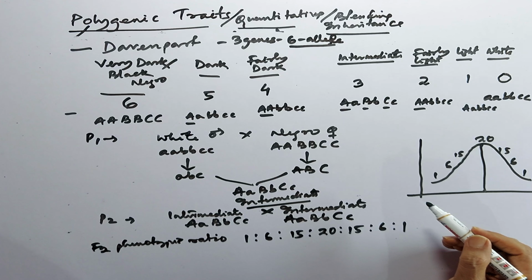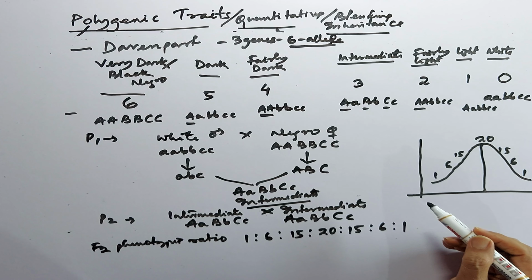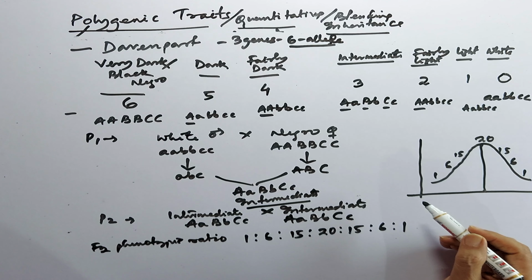This is all about your polygenic traits, and we have taken two examples. One is kernel color in wheat and the other is human body color. So then we will discuss the next topics later on.